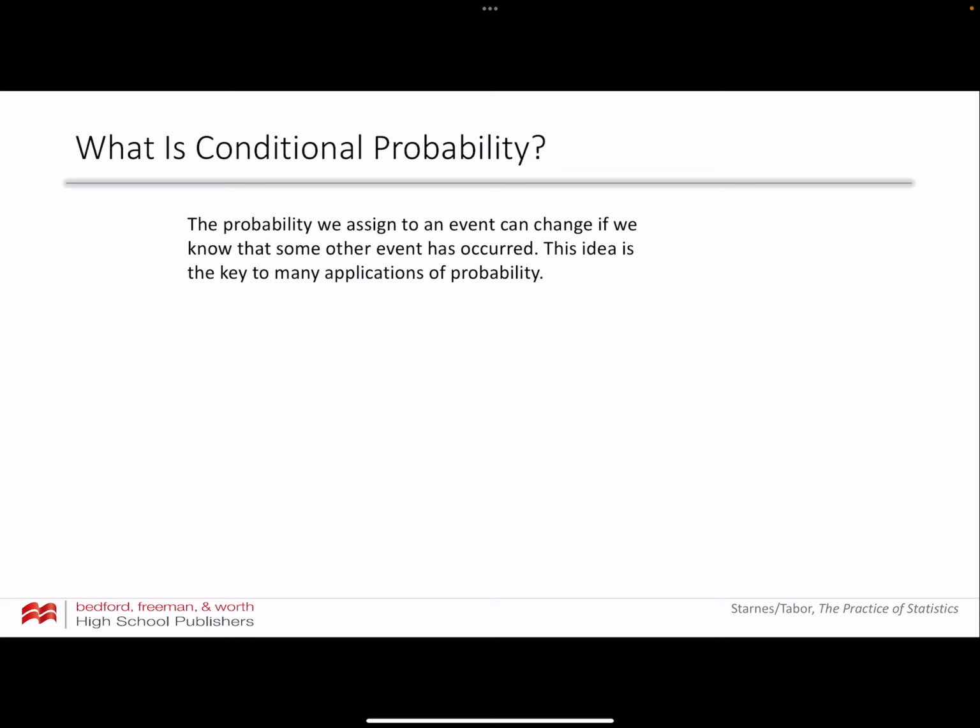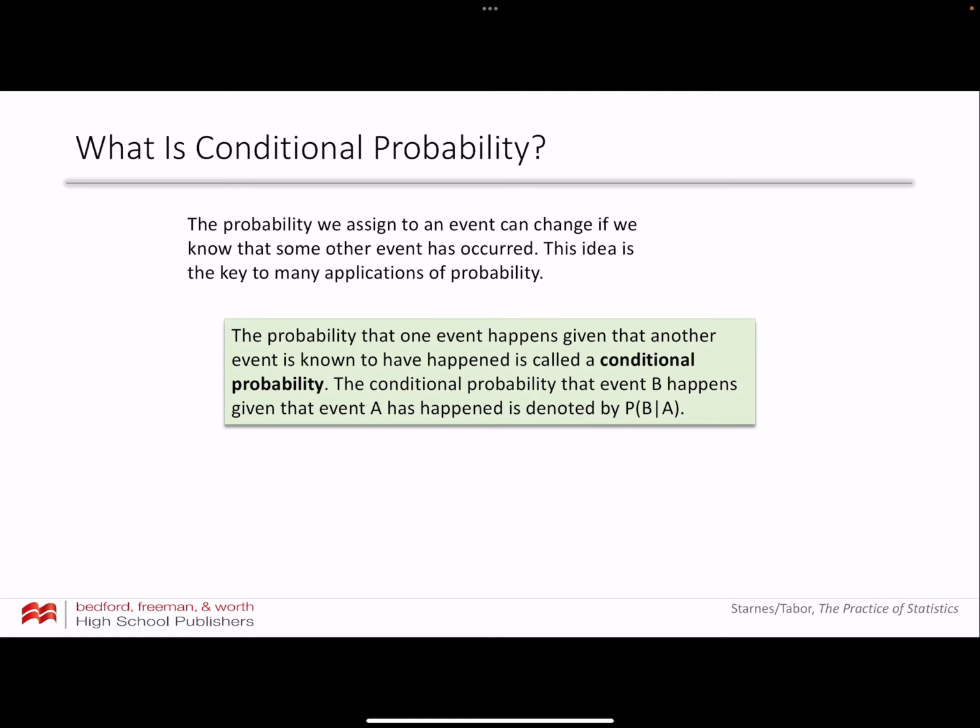If we know that something has happened, the probability of something else happening might change. And that's what we call conditional probability: the probability that one event happens given that another event is known to have already happened. And think about notation here. This might be a new notation, that straight vertical line. That means the probability of B given A, or the probability of B on the condition that A has already happened.